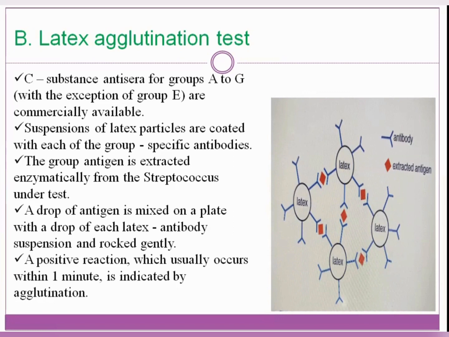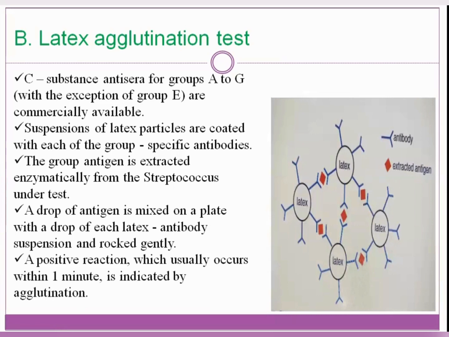Suspensions of latex particles are coated with each of the group specific antibodies. Next, the group antigen is extracted enzymatically from the streptococci under test. So C substance in the latex agglutination test we isolate enzymatically, not by heat or acids. Next, a drop of the antigen is mixed on the plate with a drop of each latex antibody suspension and rocked gently. Mix both the antigen and antisera.